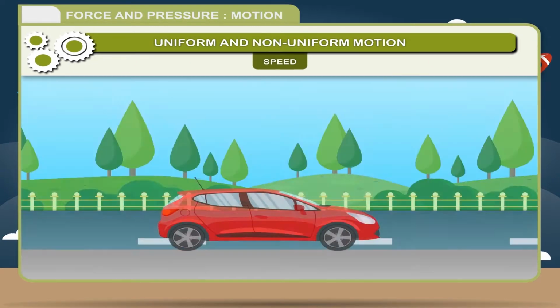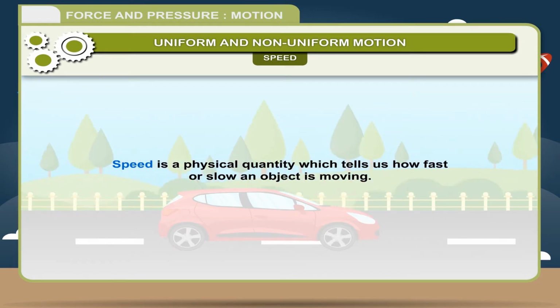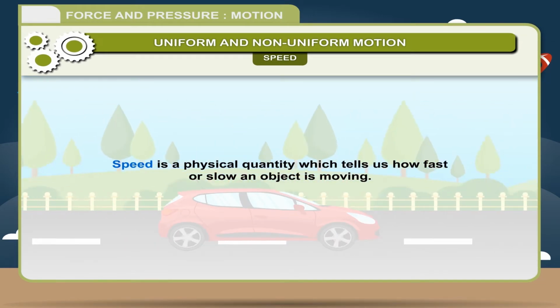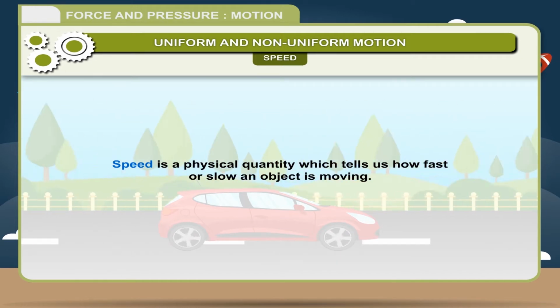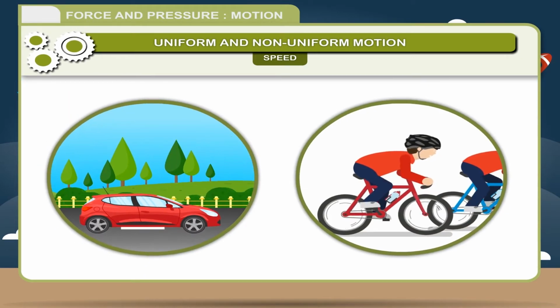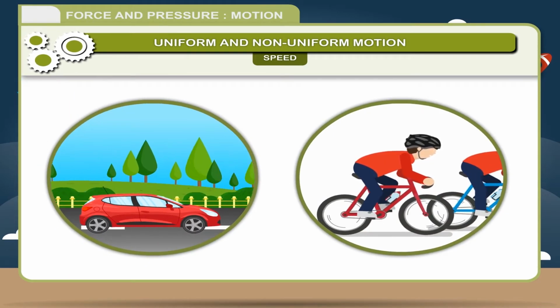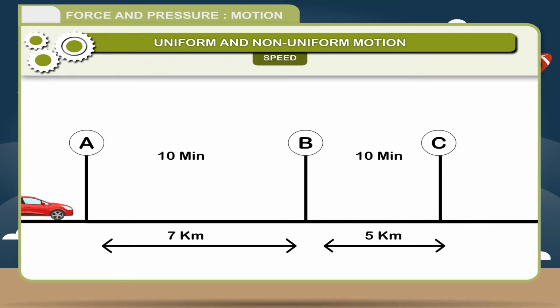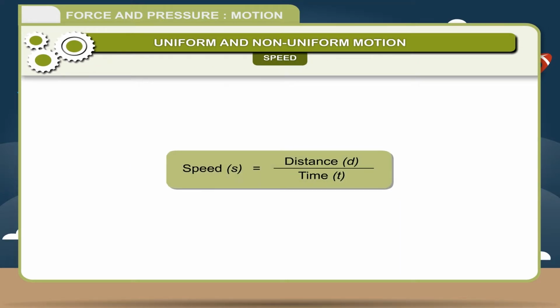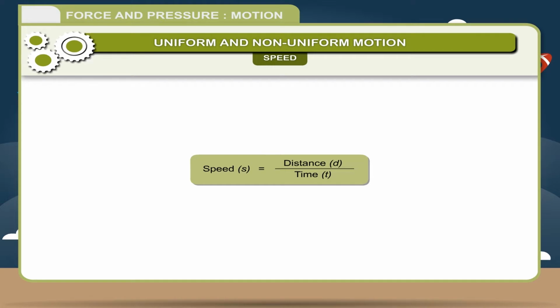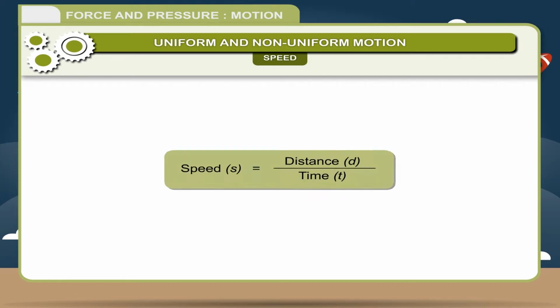Speed. Speed is a physical quantity which tells us how fast or slow an object is moving. Example, a car moves faster while a cycle moves slower. Speed of an object is defined as the distance covered by an object per unit time. Speed, s, is equal to distance, d, upon time, t. Speed is a scalar quantity.